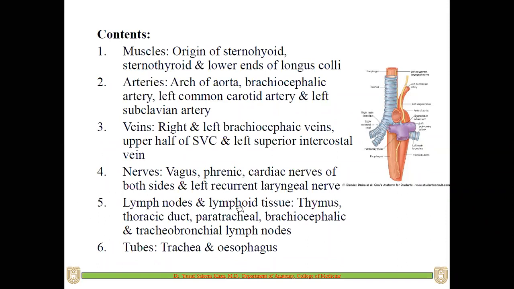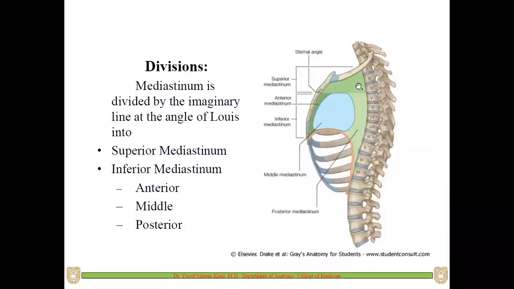Coming to the lymph nodes and lymphoid tissue, one is the thymus. Thymus will be present here, the thoracic duct, the paratracheal, brachiocephalic, and the tracheobronchial lymph nodes. All these lymph nodes are present in this superior mediastinum. Then the trachea and the esophagus. You can see here, this is the trachea. Behind that is the esophagus. All these structures are present in the superior mediastinum. This is the superior mediastinum.